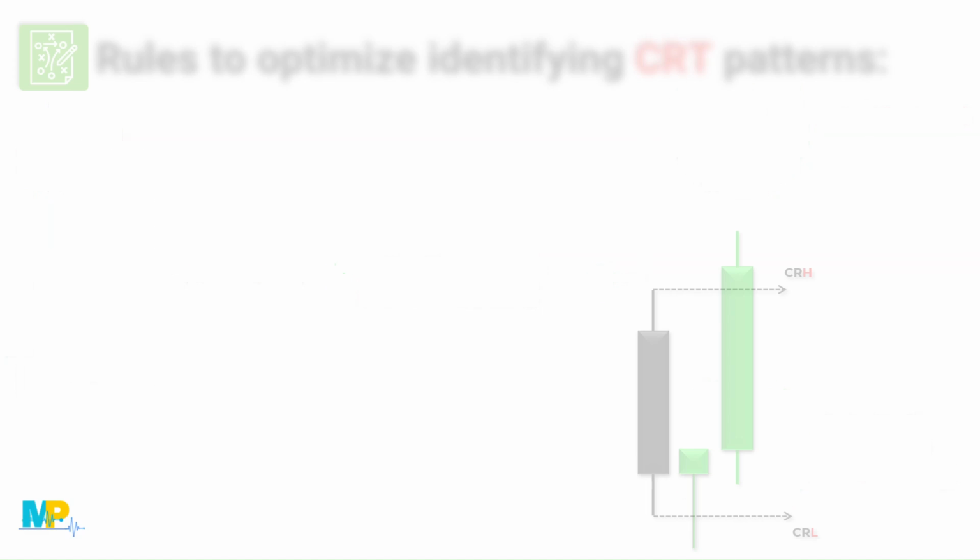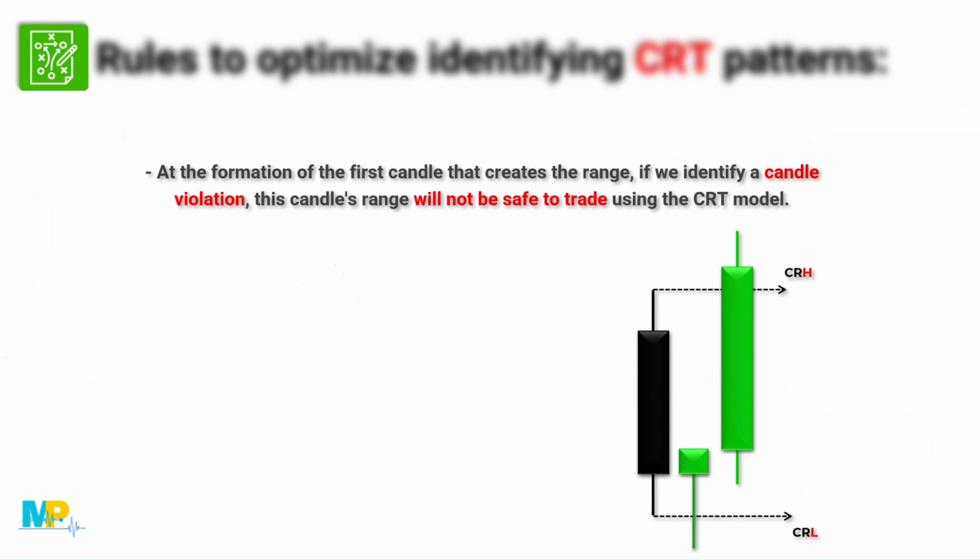Our research resulted in three rules and one theory that you need to apply in your candle range trading plans. For example, if the first candle forming the range experiences a violation, it won't be safe to trade using the CRT model until it meets our conditions.